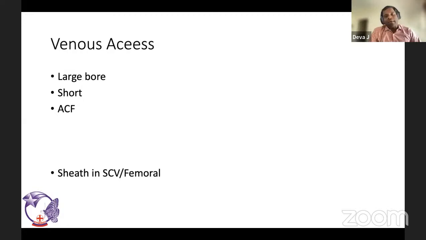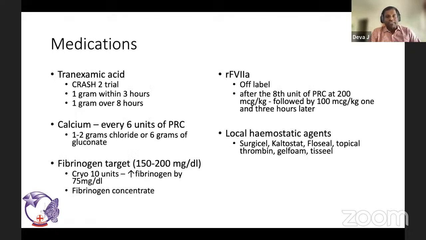If you cannot find a peripheral line, like the young boy that we received last week, we couldn't find anything. He was exsanguinating from his scalp. So an intraosseous needle was placed in the left leg. We resuscitated him with that intraosseous needle until the hemodynamics improved, and then we placed a femoral sheath. When I say sheath in the subclavian vein or femoral, I'm not talking about the central line. I'm talking about your PA sheath, the cordis sleeve, or a dialysis line, which is a large bore line. You want a large bore line in a large vein so you can transfuse products and crystalloids quickly. So that's one slide on venous access.